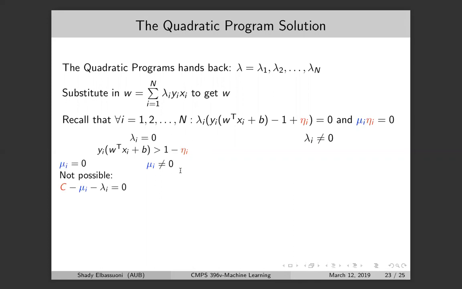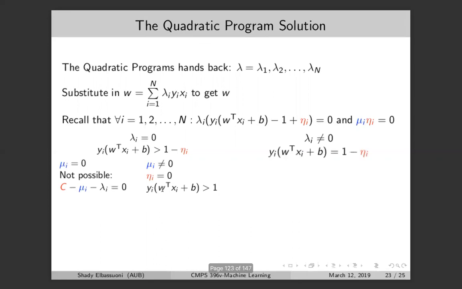So then I have the second case. When mu I is not equal to 0, what does this tell me? I know that mu I times eta I is equal to 0, so eta I has to be equal to 0. And so I get yi w transpose xi plus b is greater than or equal to 1. Now, when lambda I is not equal to 0, this second part has to be equal to 0. So I get yi w transpose xi plus b is equal to 1 minus eta I.